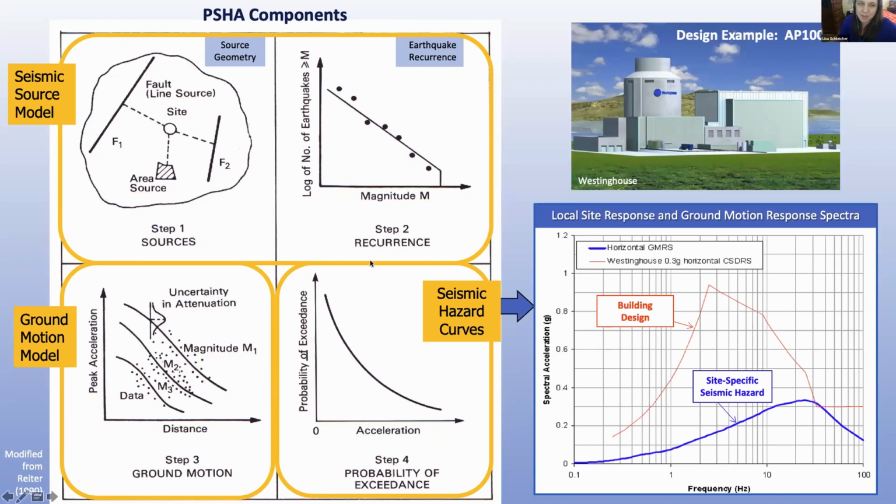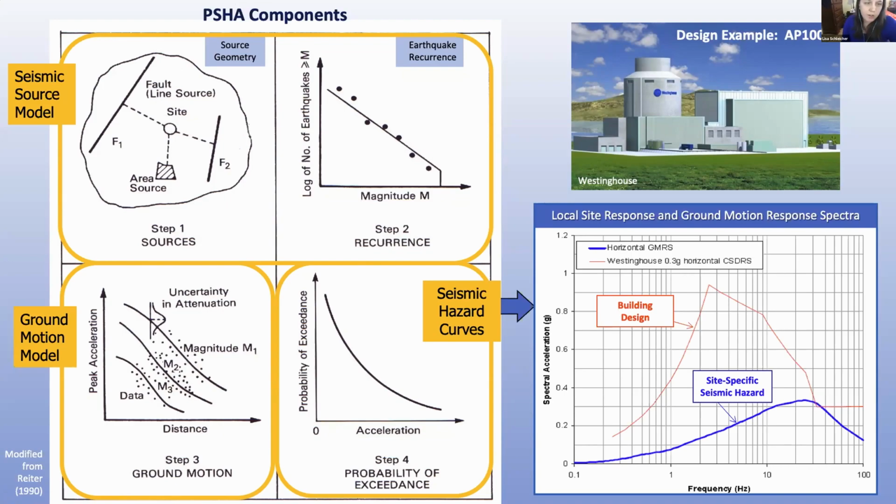For the ground motion model, you can imagine you have distance versus your peak ground acceleration. So mathematically, we want to have a way to characterize how the ground motion attenuates through the crust. And as you can imagine, the closer you are to the source, the greater the ground motions would be, and they'd be lower further away. And you'd have different ground motions for different magnitude events, so different relationships. And we need a way to mathematically characterize those.